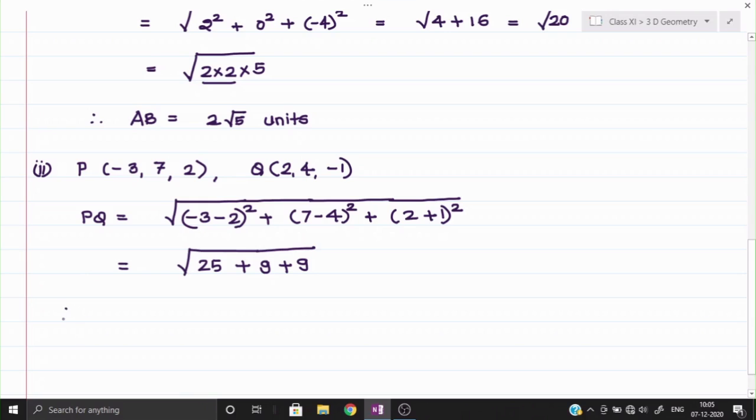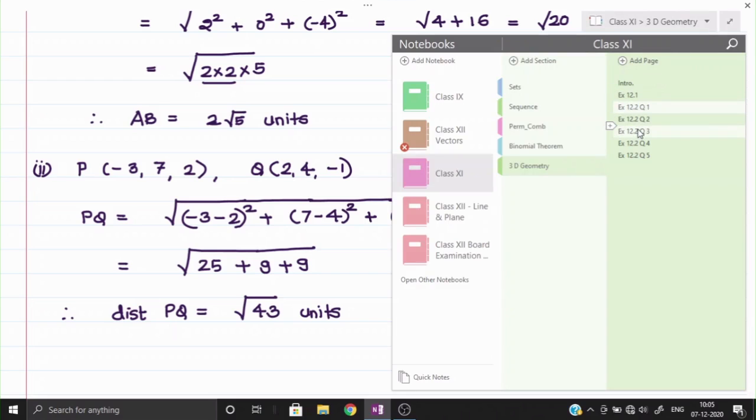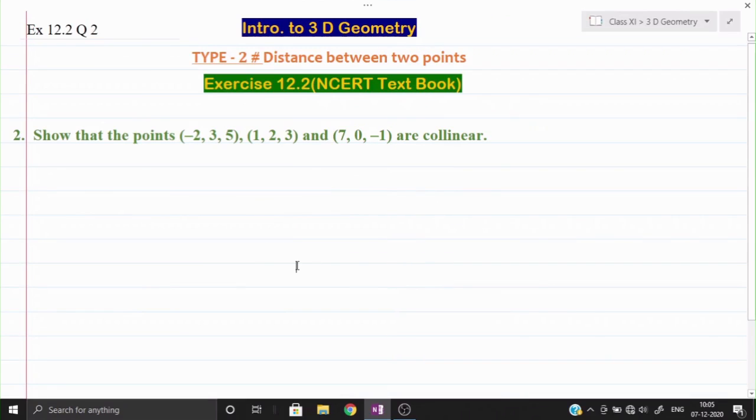So we can say that therefore distance PQ is equal to under root of 43 units. This will be the answer. Now let us see question number second. In the second question, they are saying show that the points minus 2, 3, 5, 1, 2, 3 and 7, 0, minus 1 are collinear. So let us see how we can prove it.